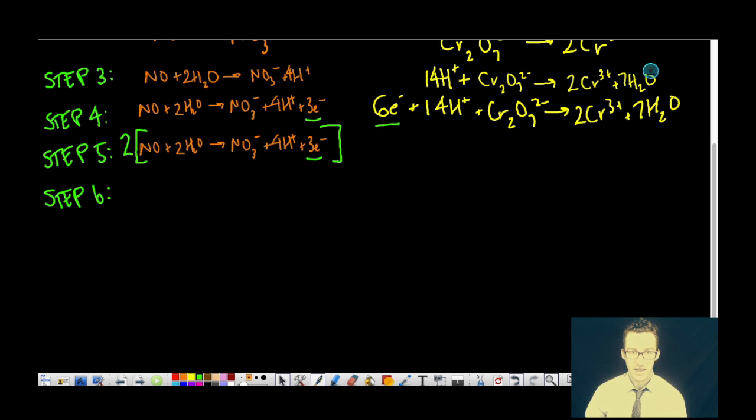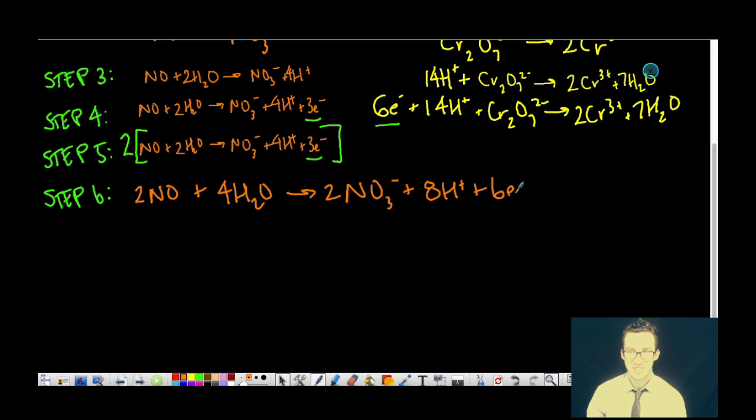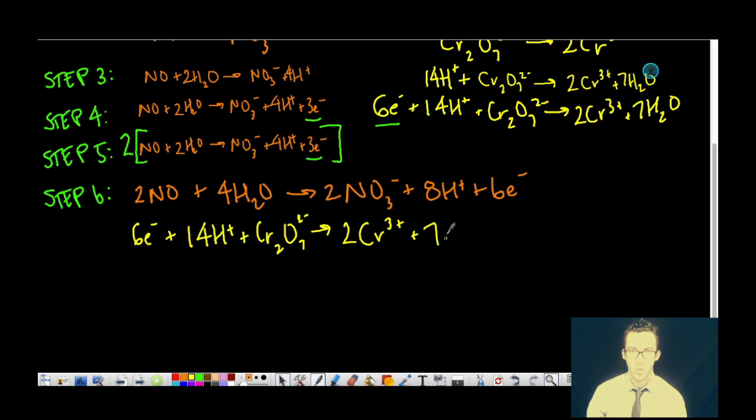So I'm going to rewrite my oxidation half reaction distributed with that factor of 2. So we're going to have 2NO plus 4 H2O, forming 2NO3 minus plus 8 hydrogen ions plus 6 electrons lost. Our reduction half reaction, we're going to have 6 electrons gained plus 14 hydrogen ions plus our dichromate ion. And on the right-hand side, we'll have 2 chromium-3 ions and 7 waters.